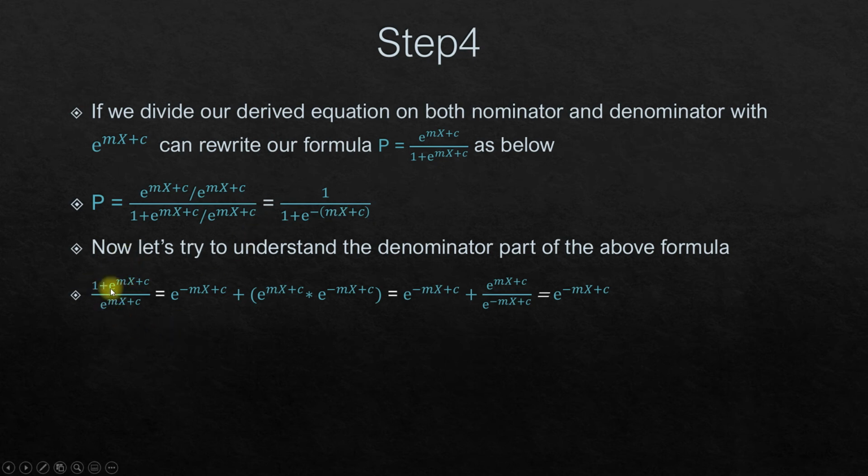So now I took only the denominator here, which is 1 plus e to the power of mx plus c divided by e to the power of mx plus c. As I said, if I send this denominator e to the power of mx plus c to the numerator, it will become e to the power of minus (mx plus c) plus e to the power of mx plus c into e to the power of minus (mx plus c), right? We know that a into a to the power of minus 1 is nothing but a divided by a, which will be 1. So that's how in the denominator we get 1 plus e to the power of minus (mx plus c).